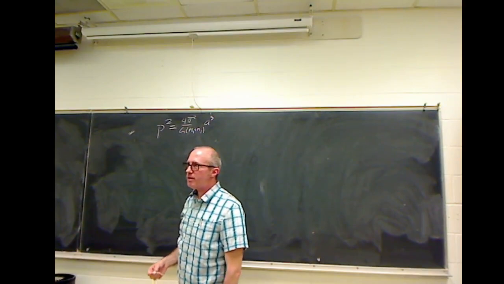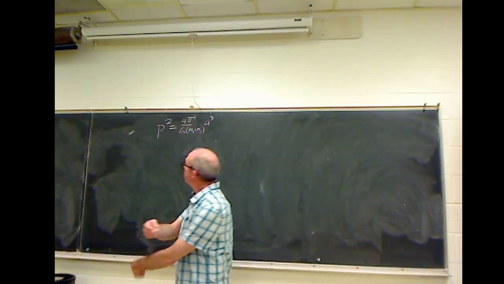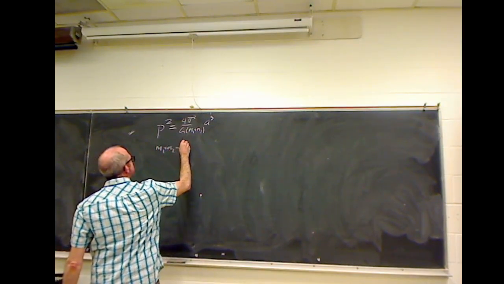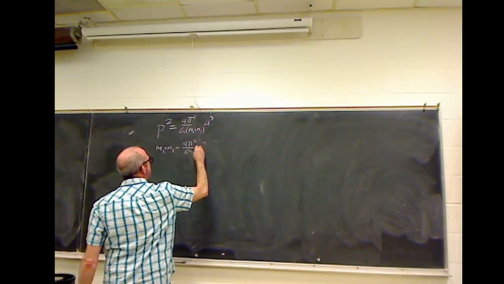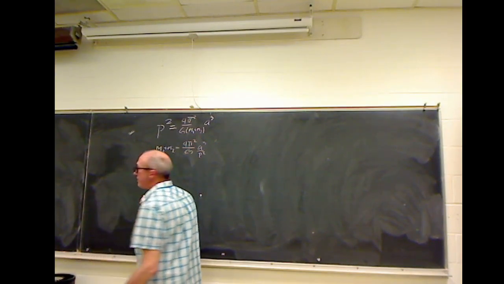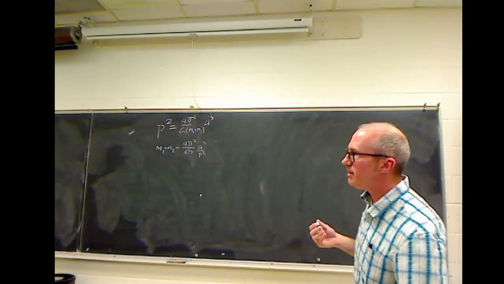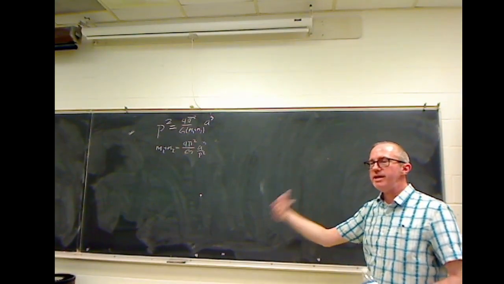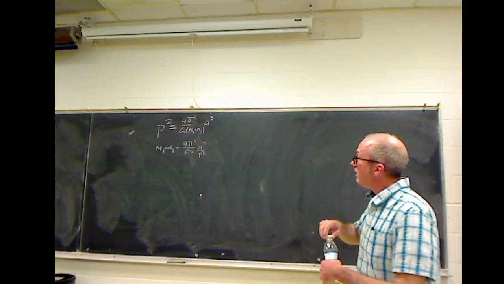So we want an expression for m1 plus m2. We just move things around. M1 plus m2 equals 4 pi squared over G times a cubed over p squared. So that's the first part. Really kind of simple. But I wanted to make sure that I set you up with all the math before handing you the next problem.